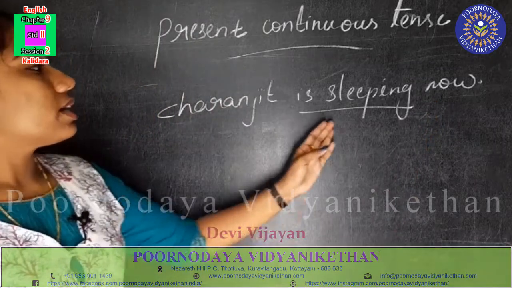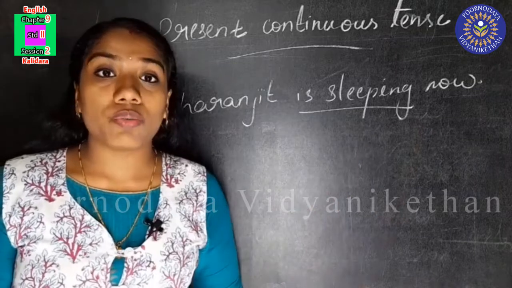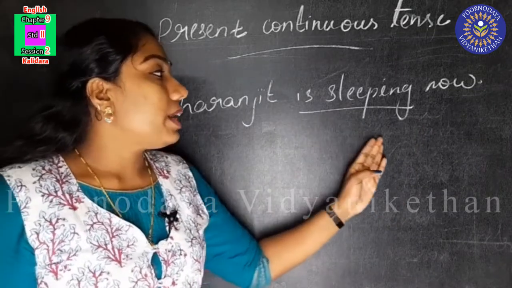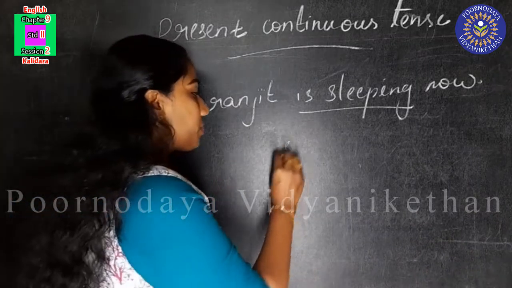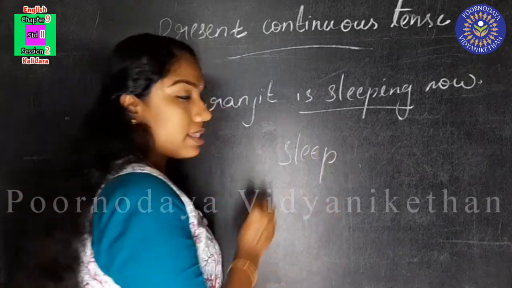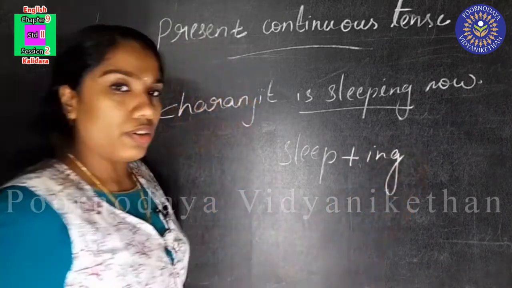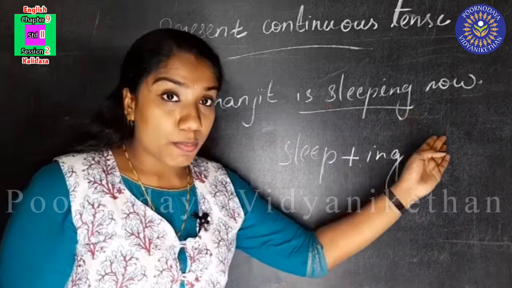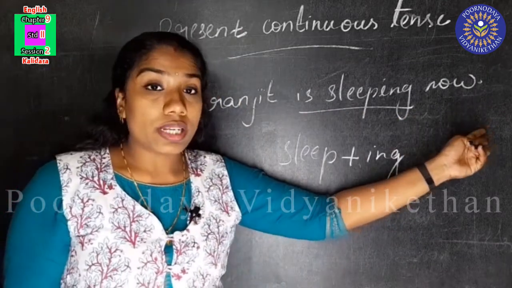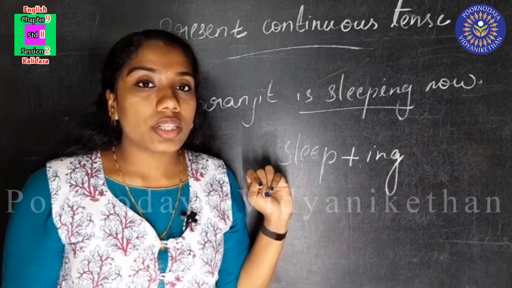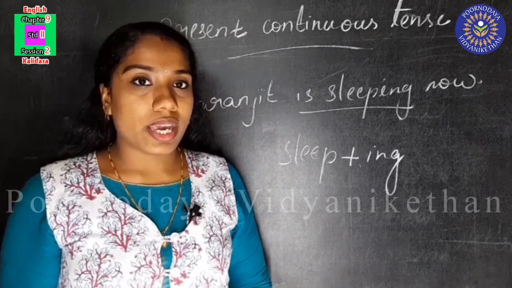Look here, children. Sleeping is a verb here. Sleeping is the action verb here. Sleep plus ing is the continuing action. Sleep is the verb here plus ing form of the verb. Sleeping means Charanjit is sleeping now. What is the meaning? That means Charanjit is sleeping now at the moment of speaking.